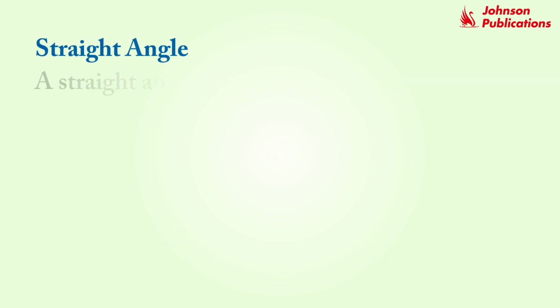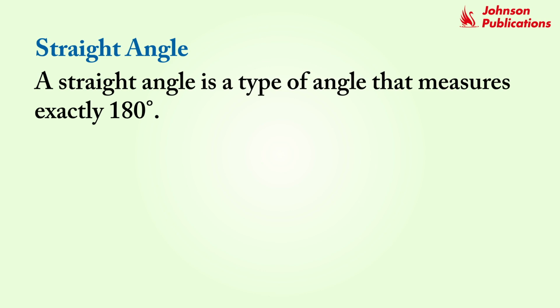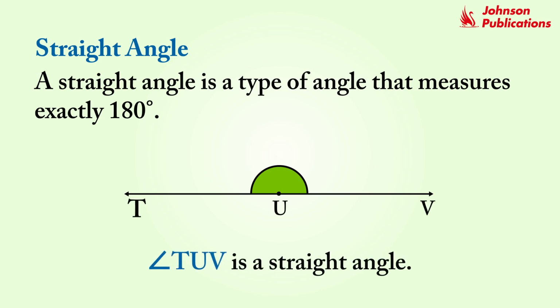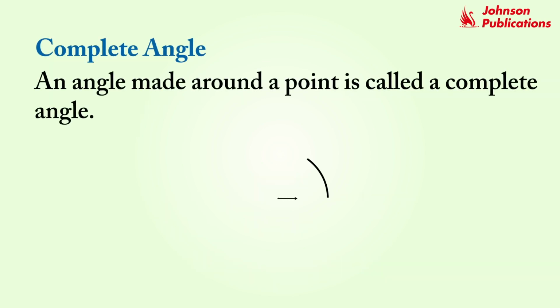Straight angle. A straight angle is a type of angle that measures exactly 180 degrees. Angle TUV is a straight angle. Complete angle. An angle made around a point is called a complete angle. The angle around O is a complete angle.